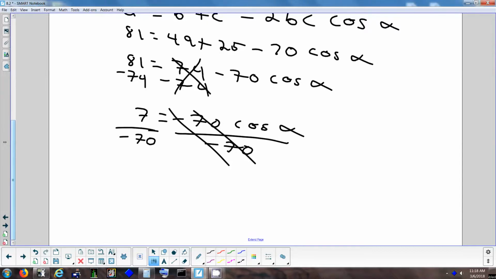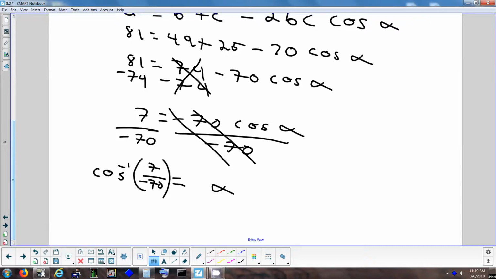And now I know you can reduce 7 and 70. I wouldn't even bother because if you make a mistake reducing it, then you've messed yourself up. Last step. I want to get rid of cosine. So what would I use on each side? Inverse cosine. And that is the answer for alpha once you type it in.